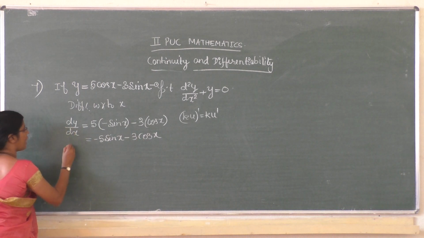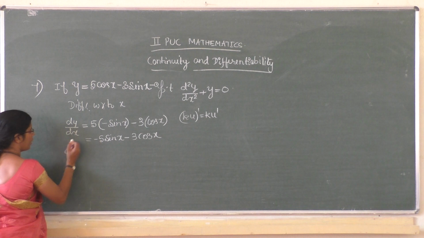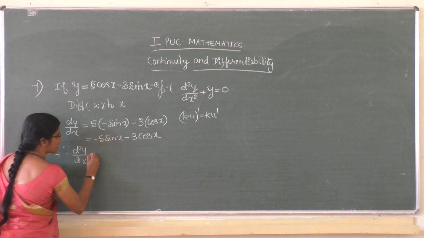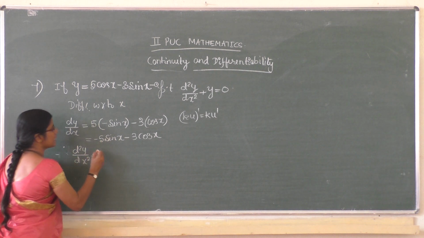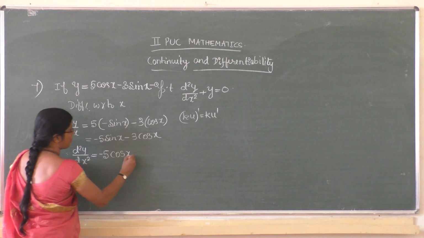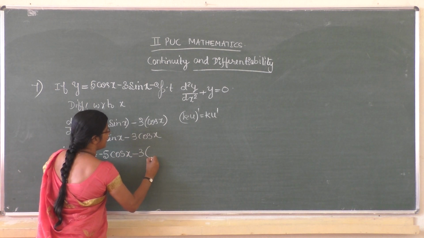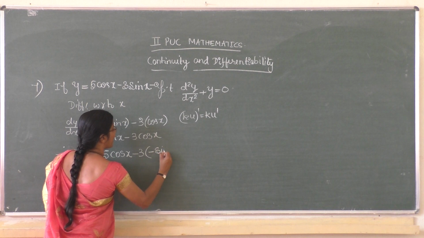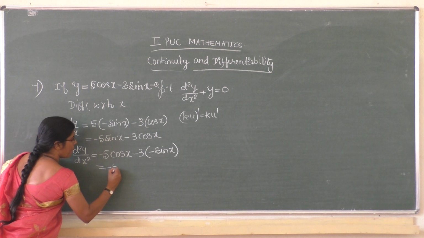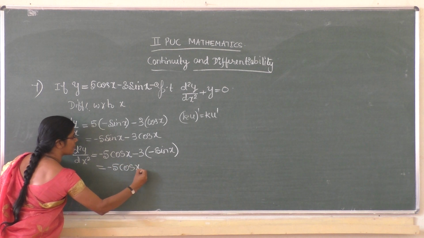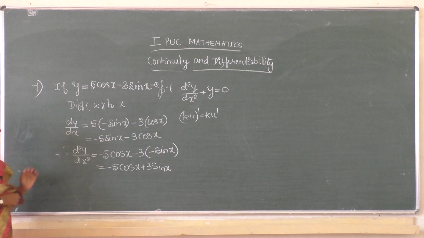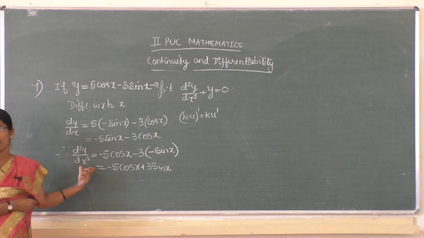Now differentiate once again with respect to x. Therefore d square y by dx square is equal to, here minus 5 constant, the derivative of sin x is cos x, minus 3 constant, the derivative of cos x is minus sin x. So this is nothing but minus 5 cos x plus 3 sin x. So we have to get that particular equation. Already we got d square y by dx square.